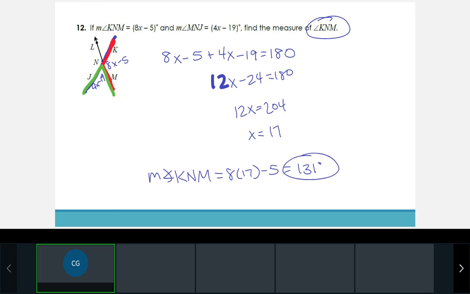Did you set it up right? Maybe you just added or subtracted wrong somewhere. How did we do?